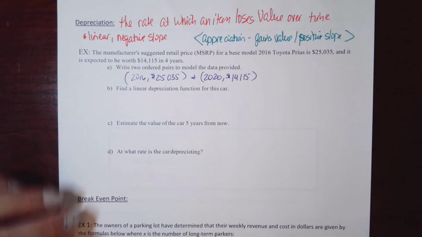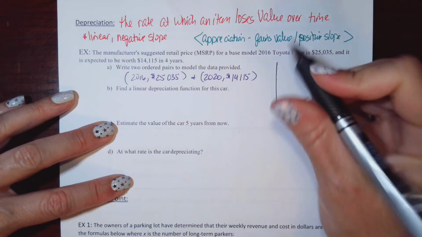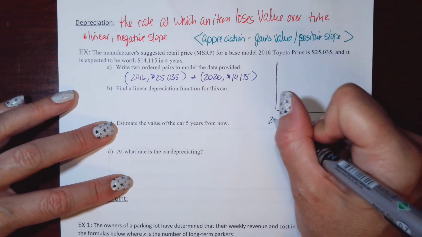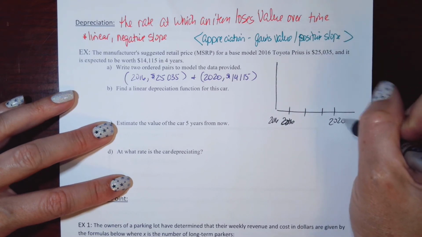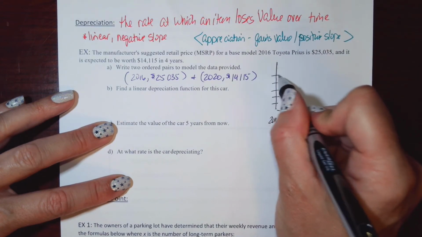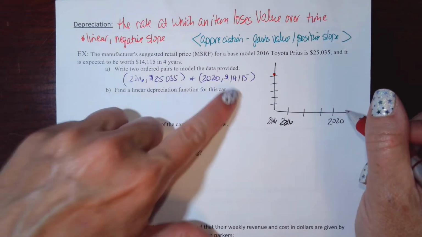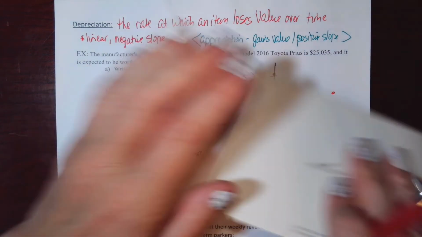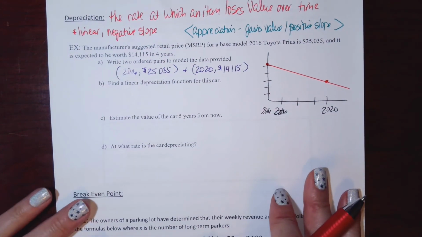Well, first, let's go ahead and sketch a graph real quickly. If I do 2016, actually 2016 should be here. 2016 is my starting place. 17, 18, 19, 20, 4 years later. We're up at 25,000, 5, 10, 15, 20, 25,000, just over 25,000 here. And by 2020, we are down to 5, 10, 15, less than 15,000. So there would be my linear model of the depreciation in value for this Prius.